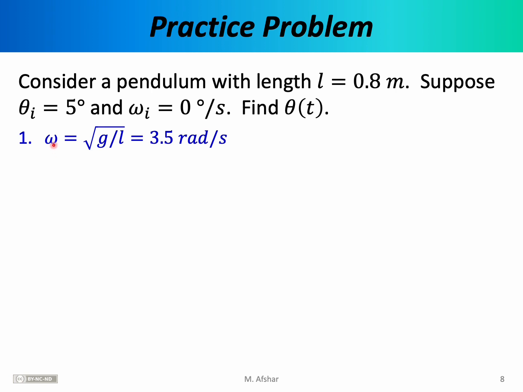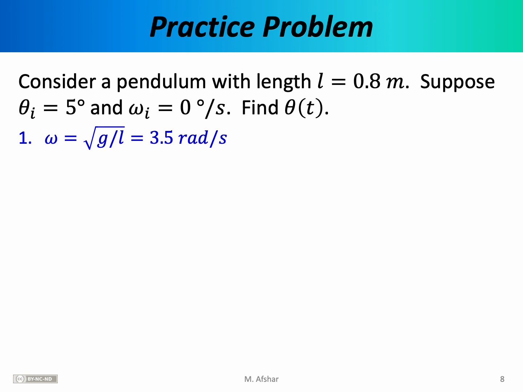We have a formula for it. Omega is going to be equal to the square root of g over L. On planet Earth, g is 9.8 and L is given to us as 0.8, so we find that the angular frequency for this simple pendulum is 3.5 radians per second.